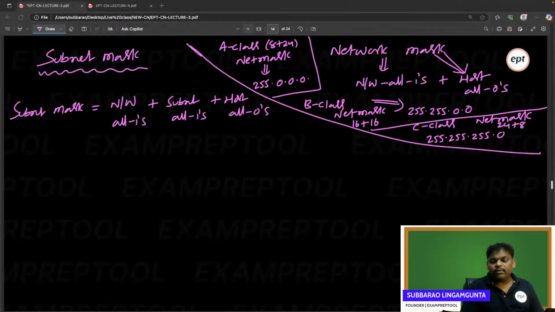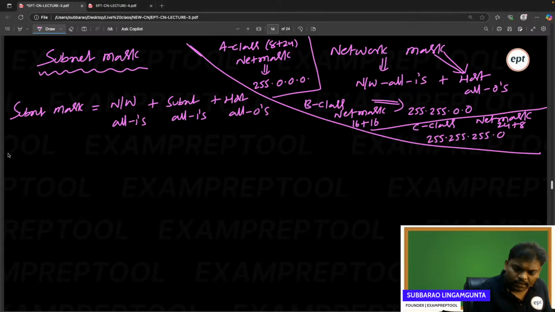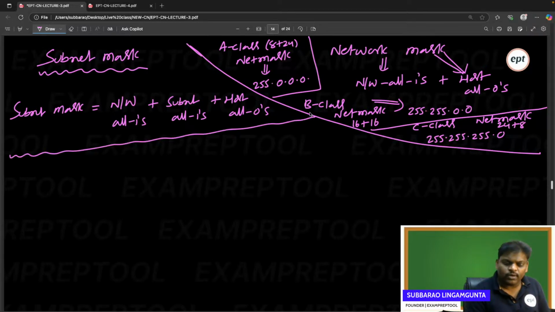So what is subnet mask? Subnet mask is nothing but network part all ones, subnet part all ones, host part all zeros. This is the meaning of subnet mask. Try to understand this. When you do some problems, you will get the clarity. We will do a few problems.